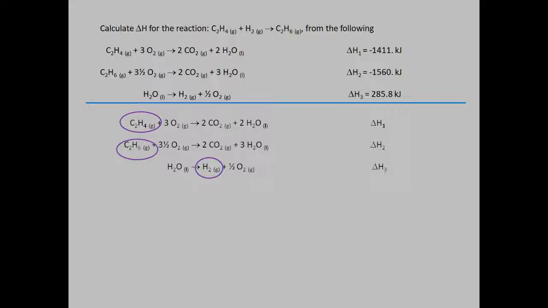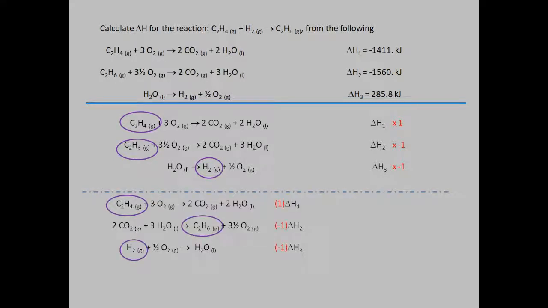In my second reaction, ethane, C2H6, is in the reactants, but in the target equation it's in the products. That means I need to flip this reaction, and to flip, I multiply it by -1. Similarly, in the third reaction, my hydrogen is in the products, but in my target equation it's in the reactants. So I need to also flip this third reaction, and I'll multiply that by -1. Because I'm changing the reactions, I'll rewrite them.